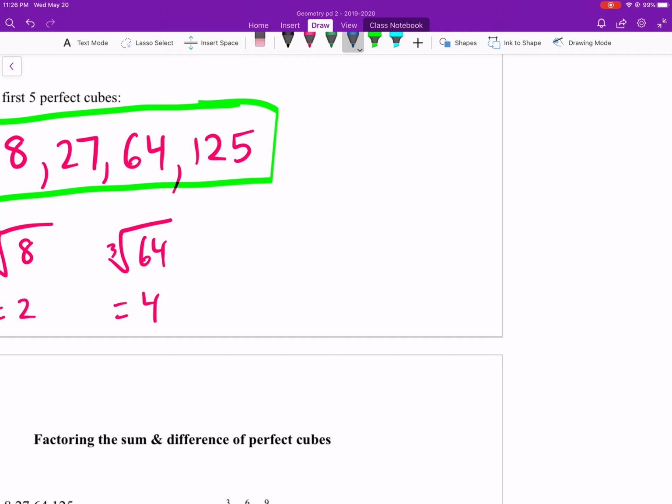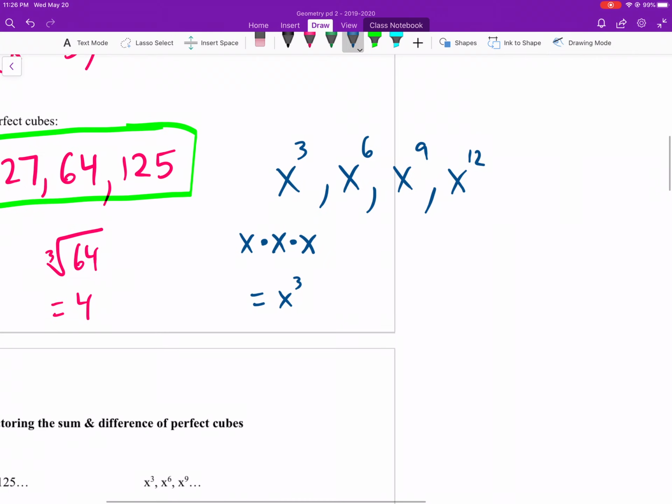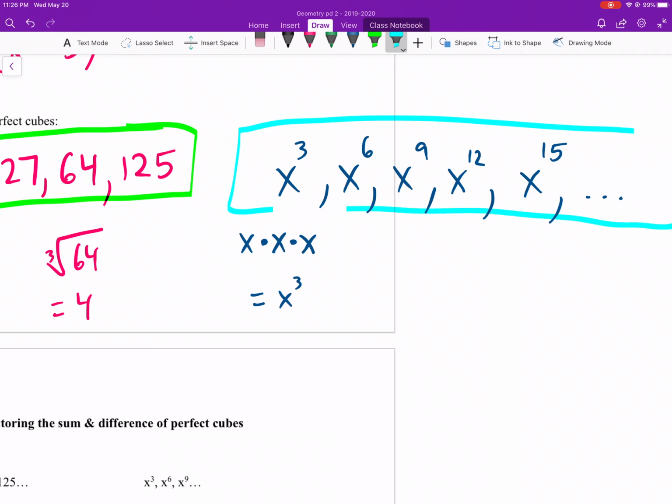Okay, the first perfect cube for x would be x to the third power. Why? Because x times x times x, times itself 3 times, gives you x to the third power. The next one would be x to the 6th power, and then x to the 9th power, x to the 12th power, x to the 15th power, and so on and so forth. You might be noticing a trend, but those are your perfect cubes that deal with variable terms.